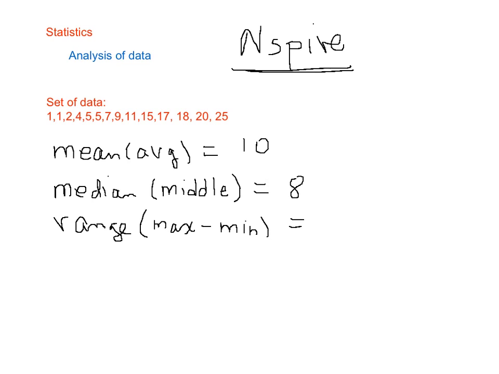The range is going to simply be the difference between the maximum and the minimum. In this case, it's 25 minus 1, or 24.